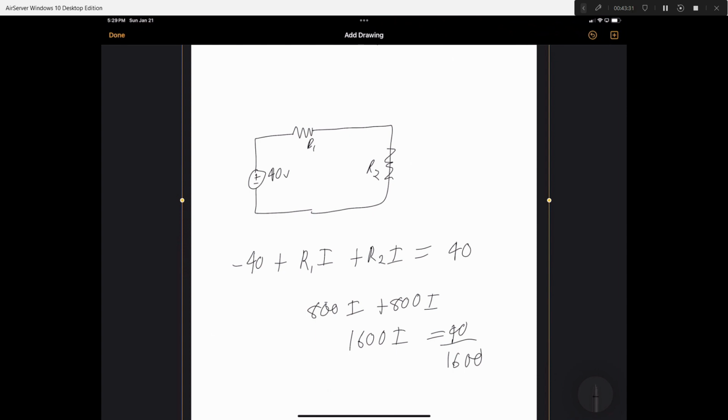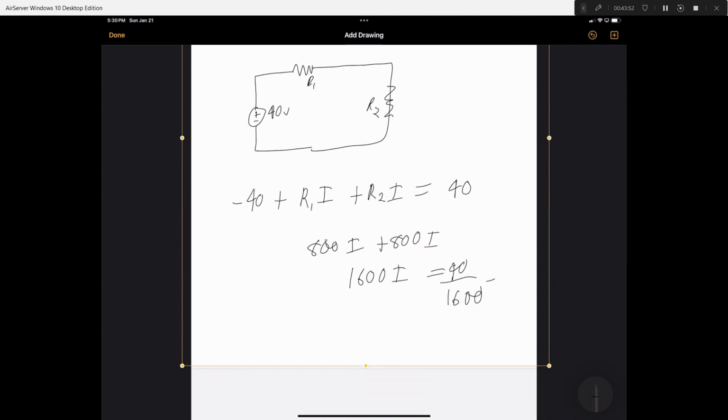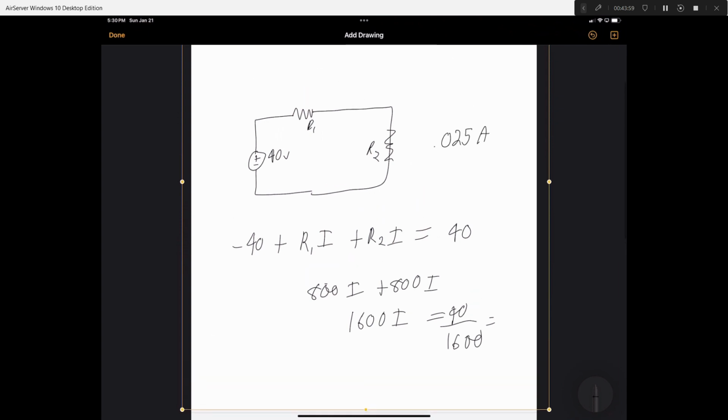And you'll notice that the original amperage, 0.5 amps, which is like 50 milliamps, is now cut in half because we have another resistor, which is the same. Right, so this number here is equal to 0.025 amps. So we know the current.